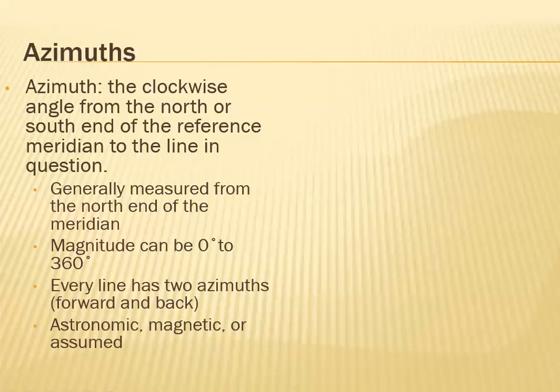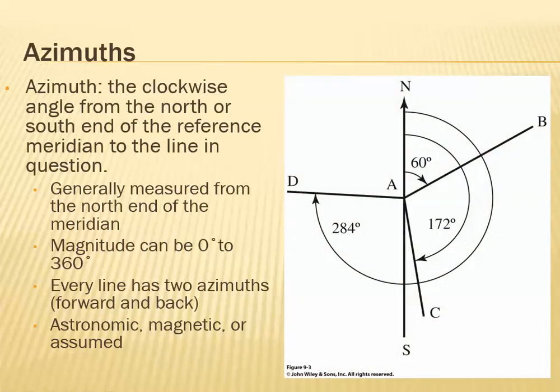What's an azimuth? It's the clockwise angle from the north or south end of the reference meridian to the line in question. Generally it's measured from the north end of the meridian. Some people use the south, but depending, it'll be clear how it's being used. The magnitude can be 0 to 360, and each line has two azimuths if you think about a forward and back. And it can be astronomic, magnetic, or assumed. So your north can be astronomic, magnetic, or assumed.